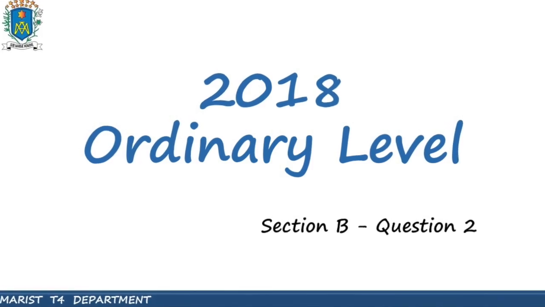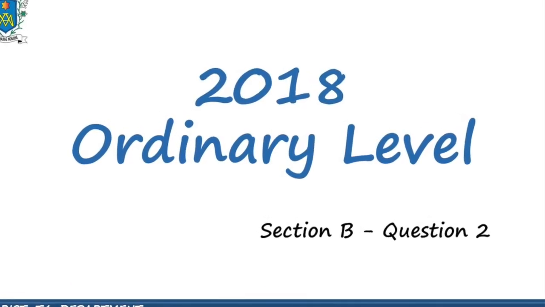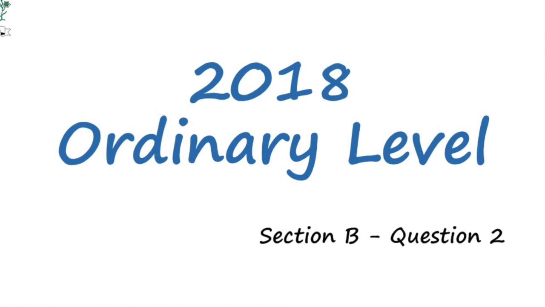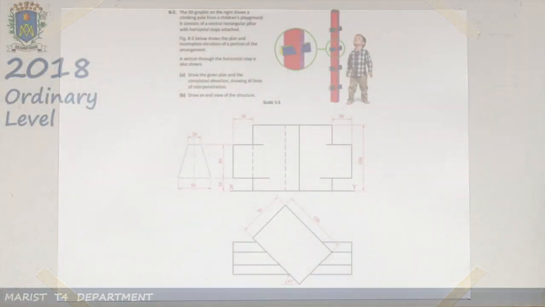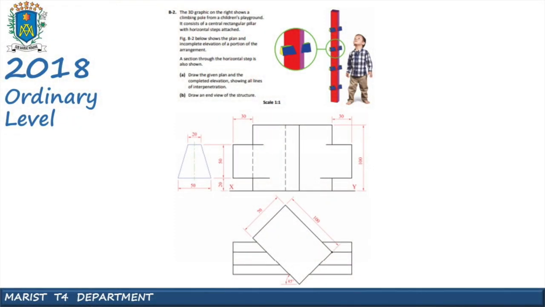Hi all, in this video we're going to look at the DCG Ordinary Level 2018 Section B question 2. So this is an interpenetration question. So let's get started. So for this question, again, as we can see from the question, we've got a pillar.